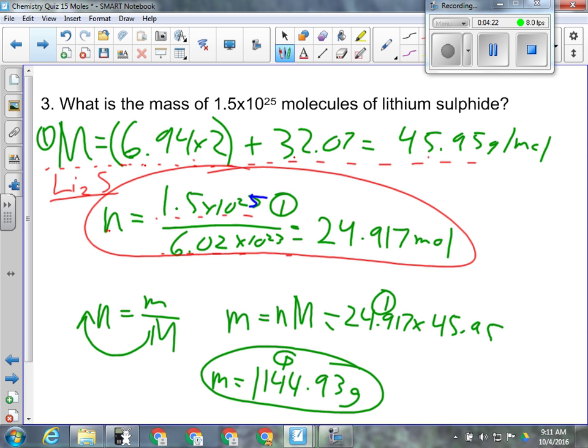As long as they, guys, if they got 24.92, that's fine. Remember I said hold the decimals in your calculator. You don't necessarily need to write them all down. All right, so 1 mark for that step.